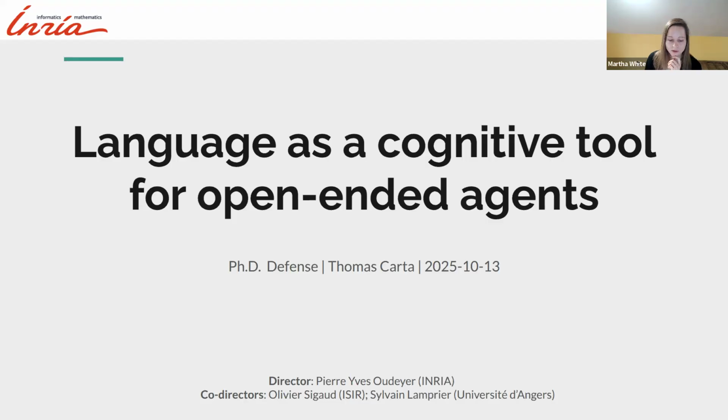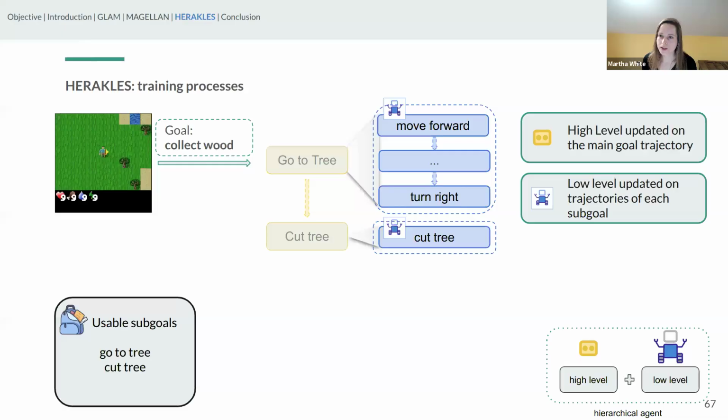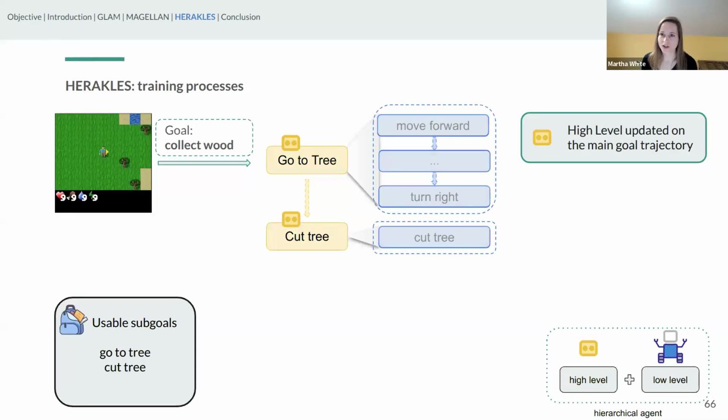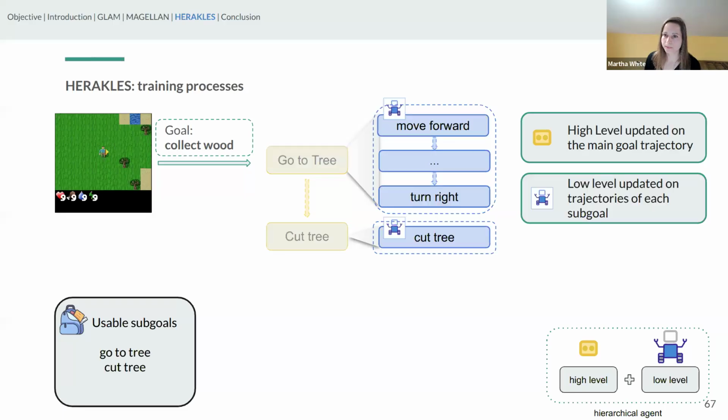Okay, I'm not going to do this perfectly in order. I'm going to start with Heracles at the very end and then come back in order afterwards. There are lots of parts that I didn't understand, lots of interesting details here, but I didn't understand how you learn the low-level policy. So you have the simple neural network, that's the lower-level policy. What algorithm was used there, and how did you do that?